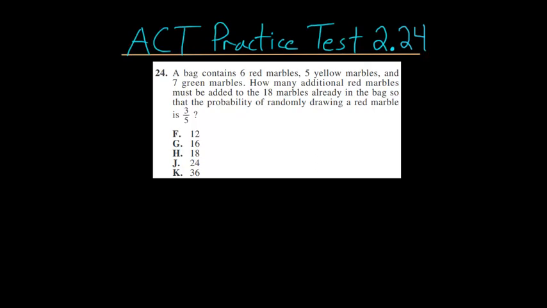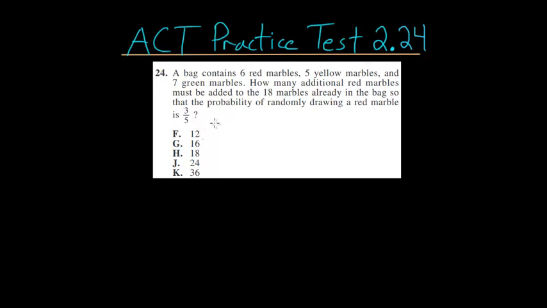For the 24th problem on the second ACT practice test, a bag contains 6 red marbles, 5 yellow marbles, and 7 green marbles. How many additional red marbles must be added to the 18 marbles already in the bag so that the probability of randomly drawing a red marble is 3/5?